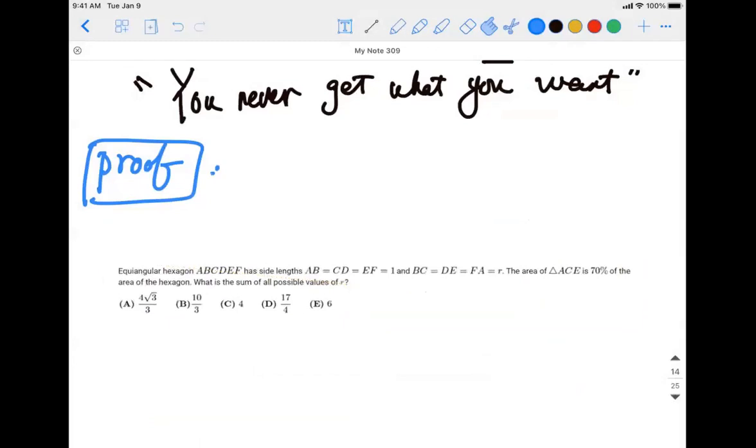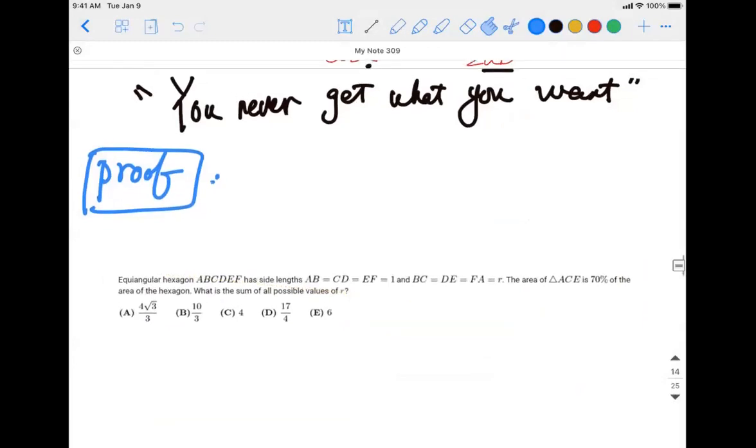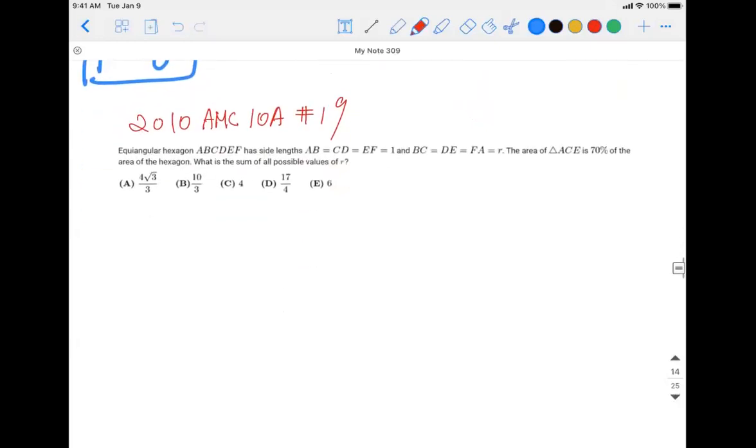The problem we're looking at comes from 2010 AMC 10A, question number 19. So let's have a quick look. The problem says: equiangular hexagon ABCDEF has side lengths AB equals CD equals EF equals 1, and BC equals DE equals FA equals r. The area of triangle ACE is 70% of the area of the entire hexagon. What is the sum of all possible values of r?